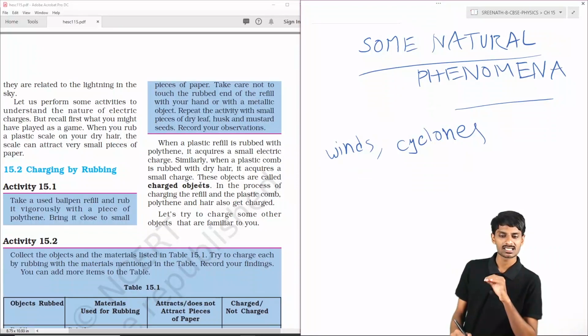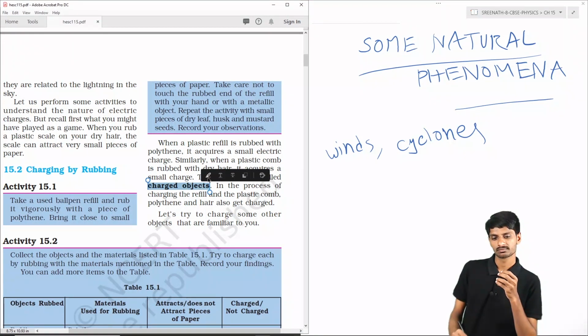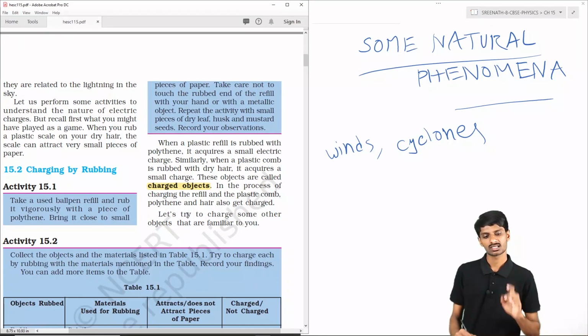When a plastic refill is rubbed with polythene, what happens, students? The plastic refill acquires some charge. And whenever a plastic comb is rubbed with dry hair, it also acquires a small charge. The objects which get charged after rubbing are called charged bodies. In the process of charging, the polythene and hair also get charged. All these things get charged, students.